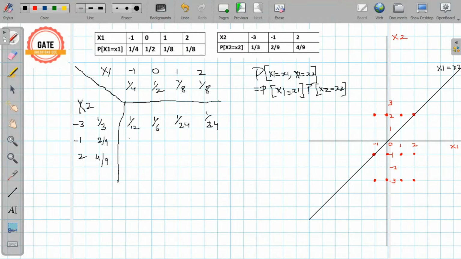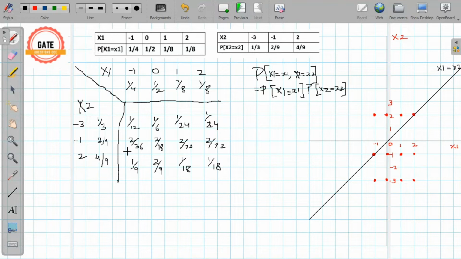So here it will be 2 by 36. Here it will be 2 by 18. Here it will be 2 by 72. And again 2 by 72. 1 by 9. 2 by 9. 1 by 18. 1 by 18.